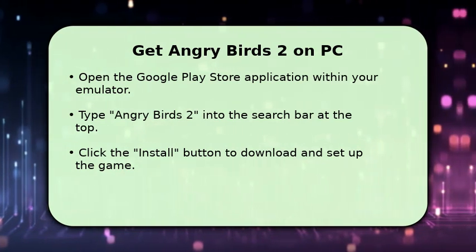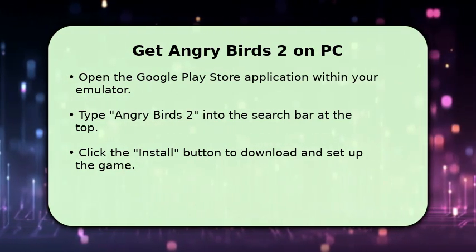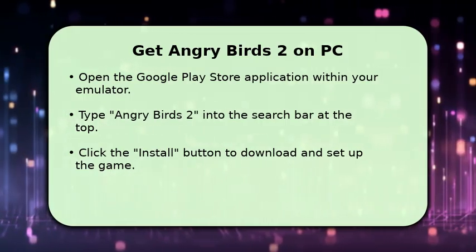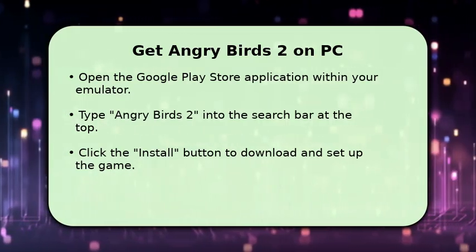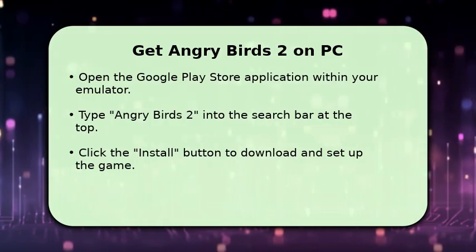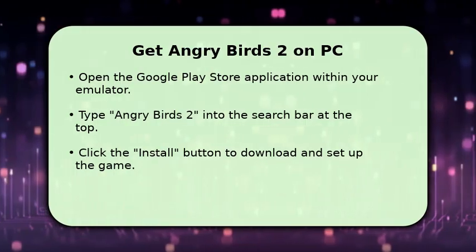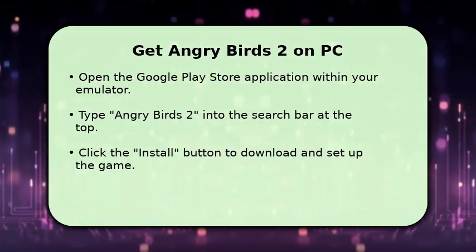Use the search bar at the top to find Angry Birds 2. Once you locate the game, simply click the Install button. The emulator will then download and automatically set up the game for you, just as it would on a mobile device. This process usually takes only a few minutes, depending on your internet speed.